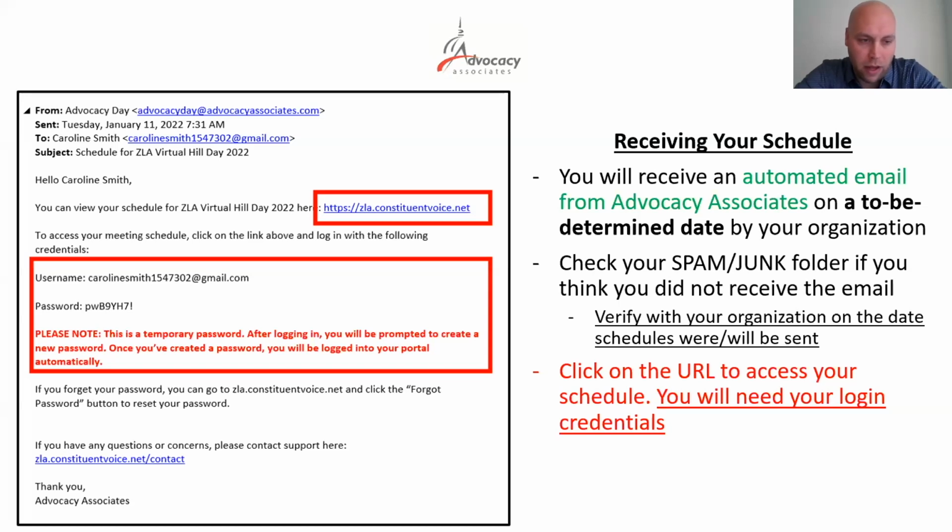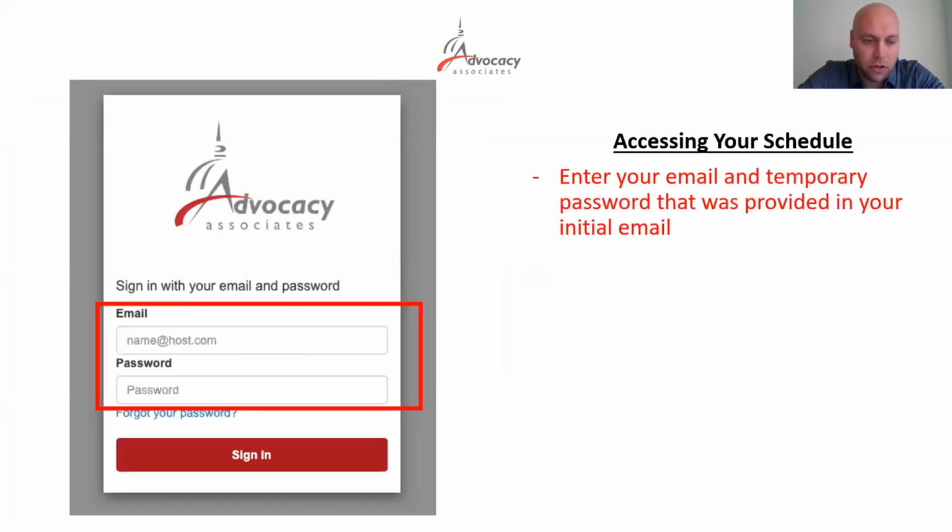And in the middle part of that email will be your login credentials. So you'll see a username, which will be your email address, and then a temporary password that will be generated for you by our system. So when you click on the URL, it'll take you to a login page where you're going to want to enter those credentials. Enter your email address, that temporary password that we provided to you. Click the sign in button once you've done that.